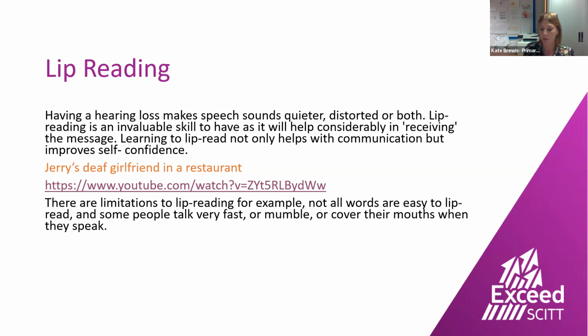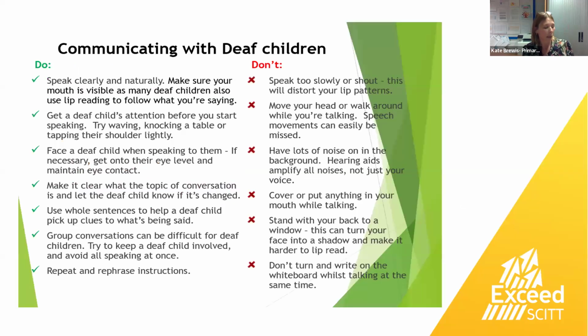But that obviously is about teaching them rules and ways to communicate. So if you're thinking about how you might communicate with deaf children, it is about speaking clearly and naturally, making sure that your mouth is visible, like we've said, so that children can lip read. If you want to get a deaf child or deaf adult's attention, it's important that you do some of those things. So it might be just literally giving a little wave. You might knock on the table because obviously you can pick up the vibrations through that, or you might tap them lightly on the shoulder.